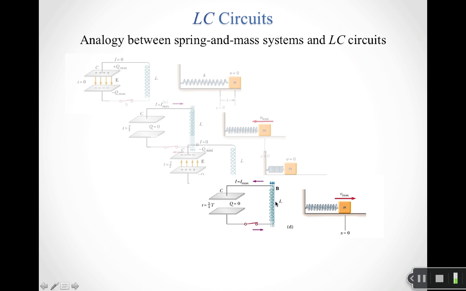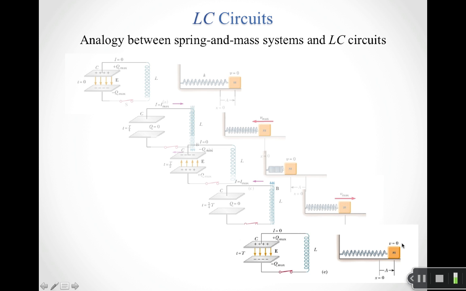Well, now the whole process is going to start over, but with the current flowing counterclockwise, it will reach its maximum value when there's no charge left on the plates. Again, the mass will move back towards equilibrium, and it will be moving at its maximum speed when it gets back to equilibrium. So these are analogous again, and I've come an additional quarter of the way through the period, so this is now 3/4 of the way through a full period. And then the last fourth gets me back to where I started.